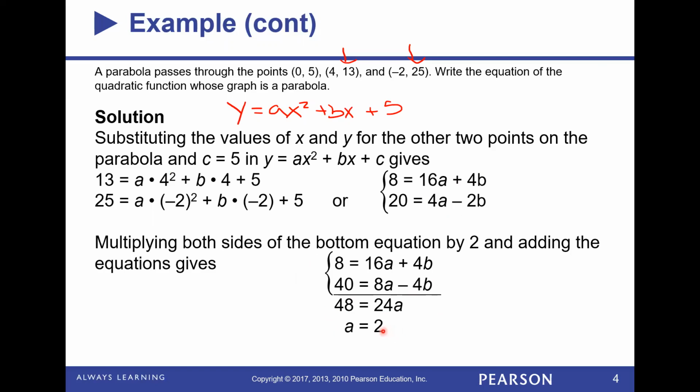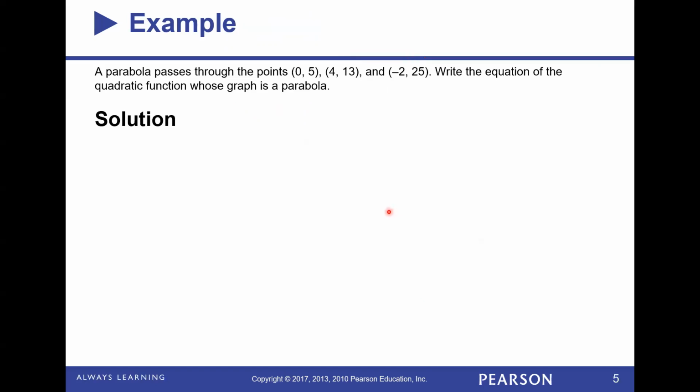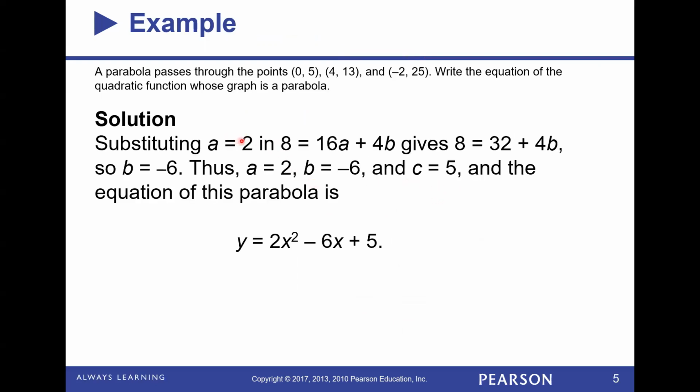Well, now that I know what a is, and I already know what c is, let's plug a back into any of these equations up here to figure out what our b is. So if I plug in 2 into that equation there, we get 8 equals 16a plus 4b. And if I plug in 2 for my a, that's going to give me 8 equals 32 plus 4b. Solve that out, which will result in b equals -6. So we've done the math. We've got a equals 2, b is -6, and c was 5. And now you can plug it back into your equation there.